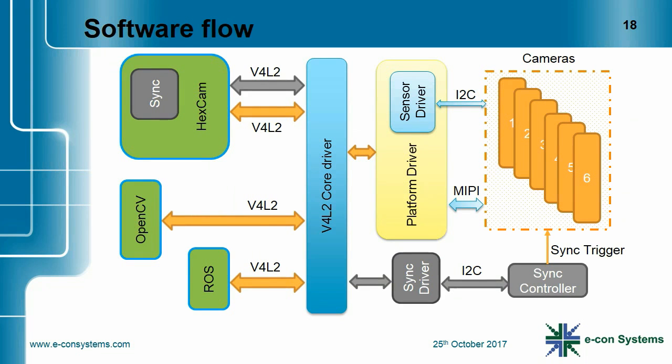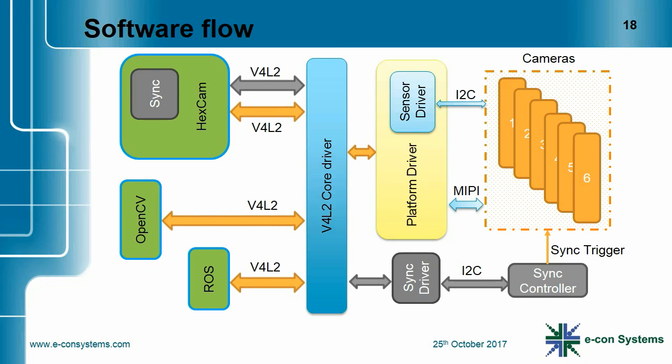This block diagram shows the flow of data from the camera to the end application, and these cameras, being V4L2 compliant, can be accessed by any V4L2 standard application. For example, OpenCV or ROS has been tested, and GStreamer also works fine with this camera. We also have a separate HexCam application which can be used to preview all the 6 cameras at the same time, and we have implemented the control for the synchronization between the cameras as a separate V4L2 custom control, so that using V4L2 custom control APIs, the synchronization mechanism of the cameras can also be controlled.